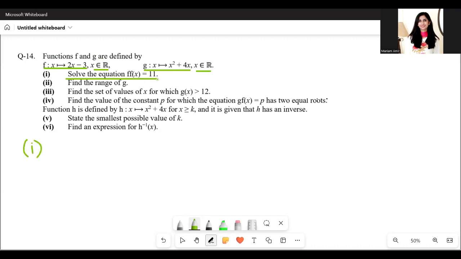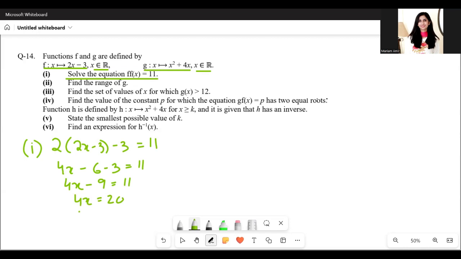So I'm going to substitute into f(x). That's going to be 2 times (2x - 3), equated to 11. That gives us 4x - 6 - 3 = 11. That's 4x - 9 = 11, so 4x = 20 and x = 5.